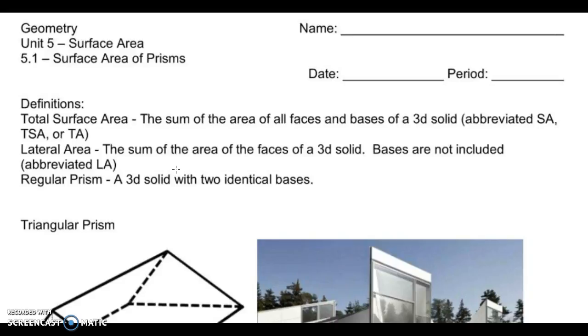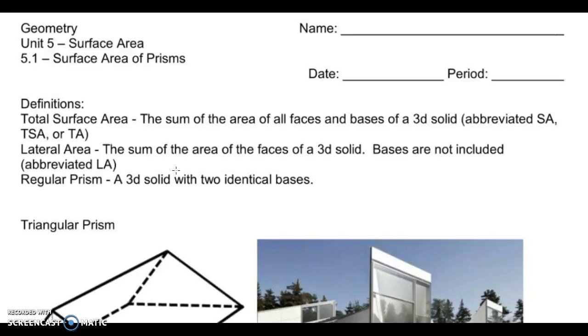Well, the total surface area is defined as the sum of the area of all the faces and the bases of a 3D solid. So in other words, every single shape that is formed by a prism is going to be added up, and that's going to give us our total surface area. Sometimes we abbreviate that as surface area or total surface area or total area. It's really the same idea, so they're all interchangeable terms.